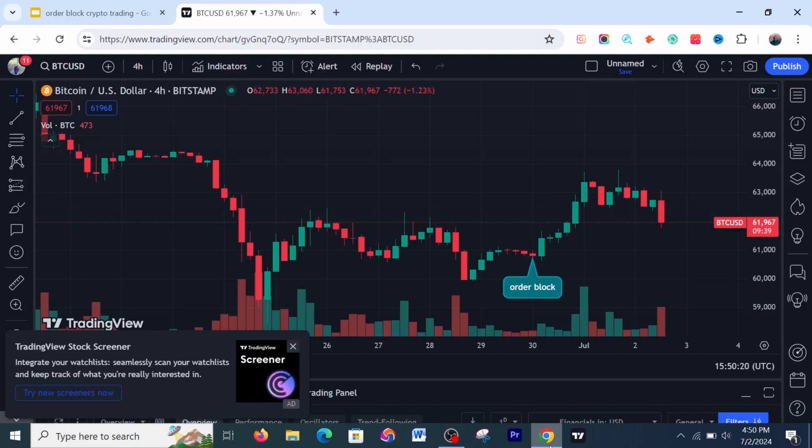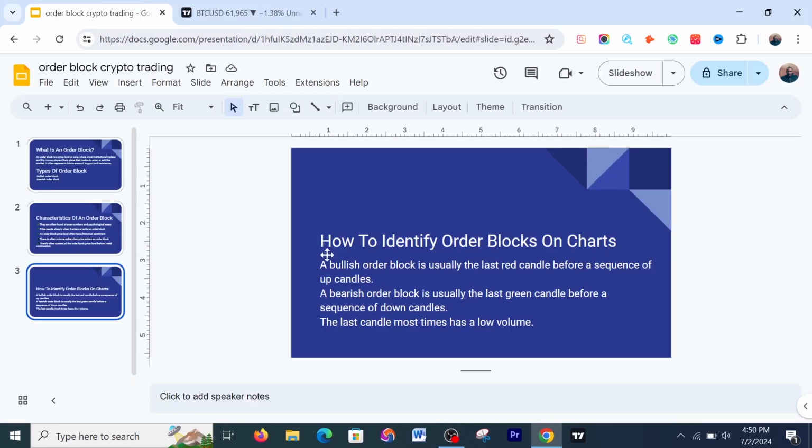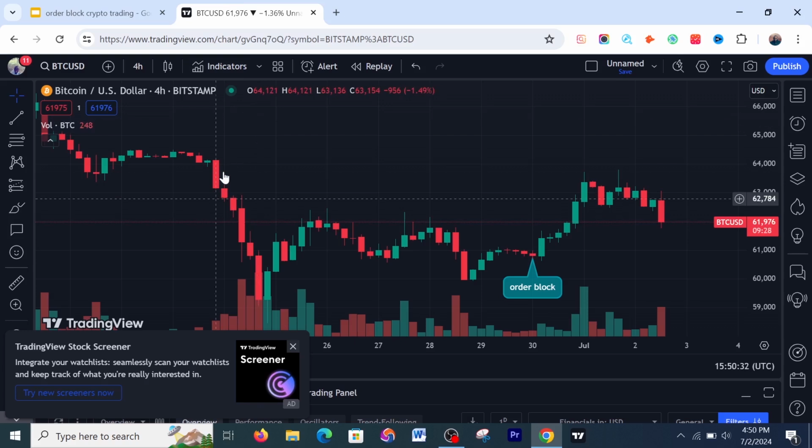According to this presentation here, a bearish order block is usually the last green candle before a sequence of down candles. So that's quite easy to identify. Let's look at this area. This is a bearish order block. Why? Because after this particular green candle, the next you see is a series of red candles. That's it. It's not difficult.